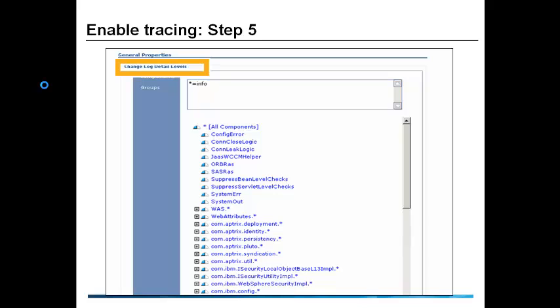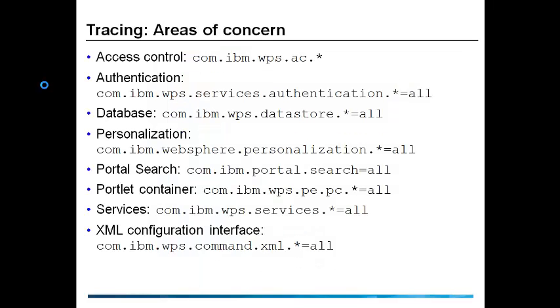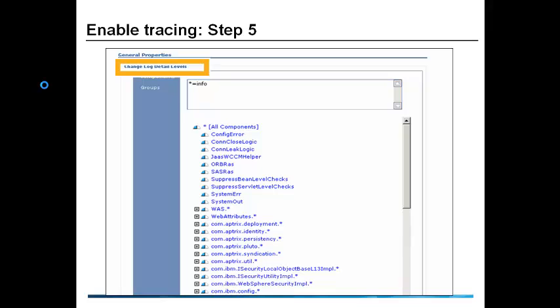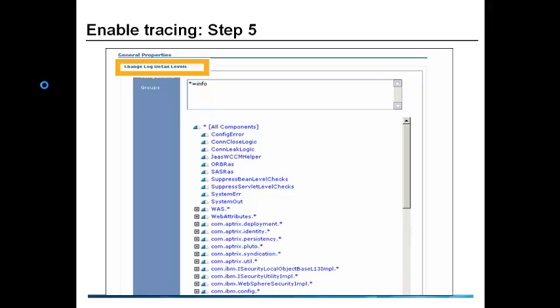The log detail levels are by default set to info, and you should select one of the trace strings applicable to you. Let us see a few examples of the traces. If you want to look for access control issues, you have to use com.ibm.wps.ac.*. If you want to see authentication related issues, you should use that string. For database related issues, you should use that string. For personalization, portal search, portlet container services, and XML access configuration, you should use the respective strings here.